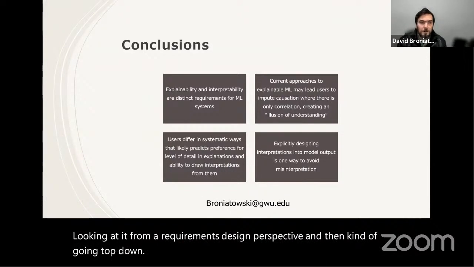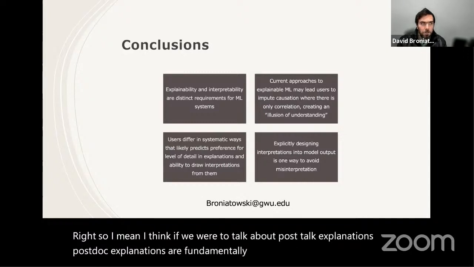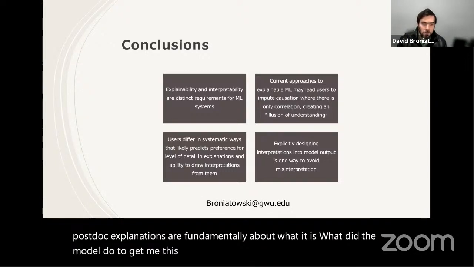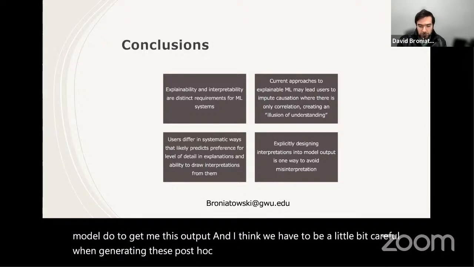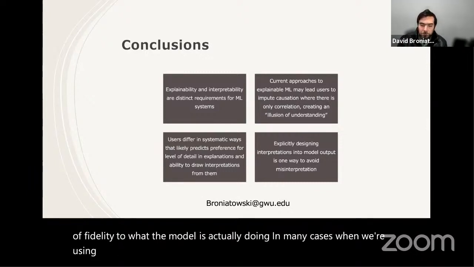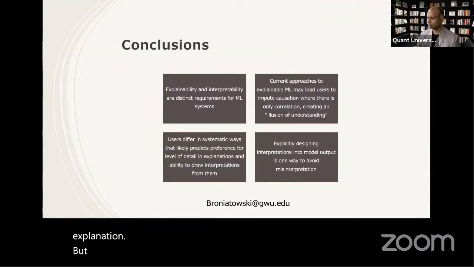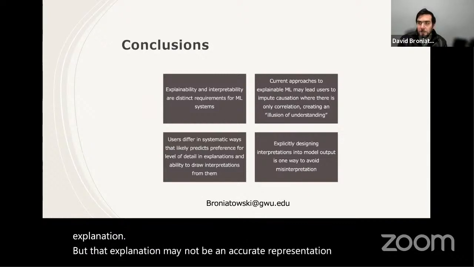Right. So, I think if we were to talk about post hoc explanations, post hoc explanations are fundamentally about what did the model do to get me this output? And I think we have to be a little bit careful when generating these post hoc explanations to have some kind of notion of fidelity to what the model is actually doing. In many cases, when we're using these local feature importance paradigms or proxy models or things like that, we are providing an explanation. But that explanation may not be an accurate representation of what the model is doing.